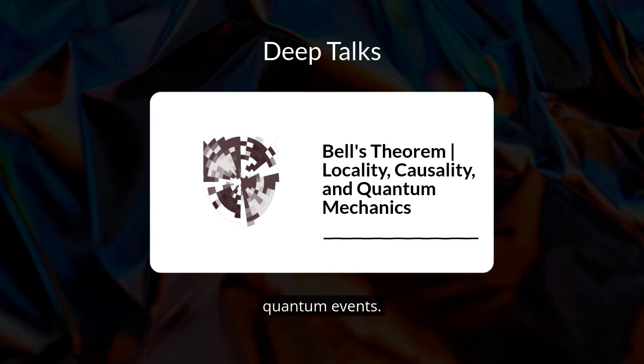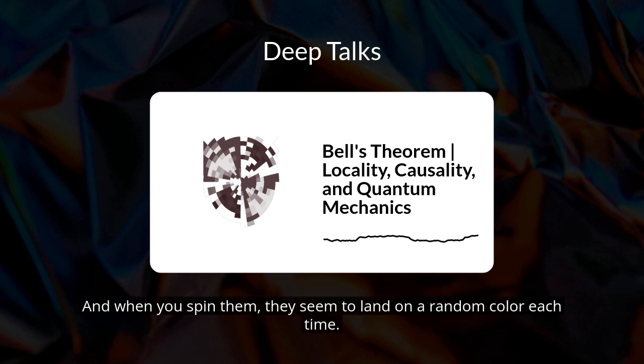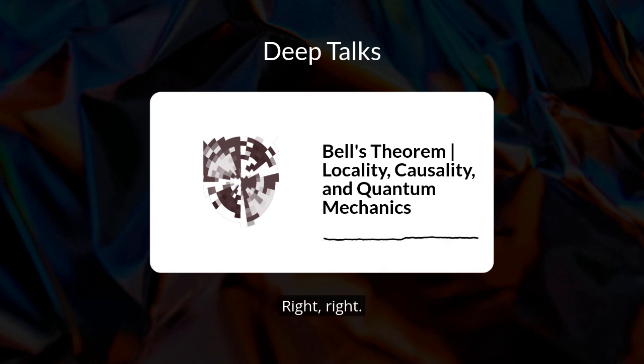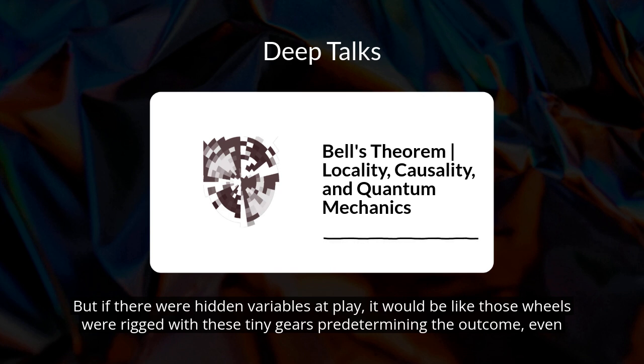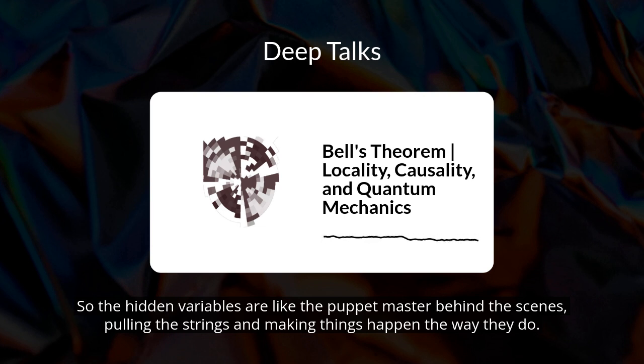of quantum events. So kind of like, imagine we have two spinning wheels, each divided into red and blue segments, and when you spin them, they seem to land on a random color each time, right? Right. But if there were hidden variables at play, it would be like those wheels were rigged with these tiny gears predetermining the outcome, even though it looks random to us. Oh, I see. So the hidden variables are like the puppet master behind the scenes, pulling the strings and making things happen the way they do.